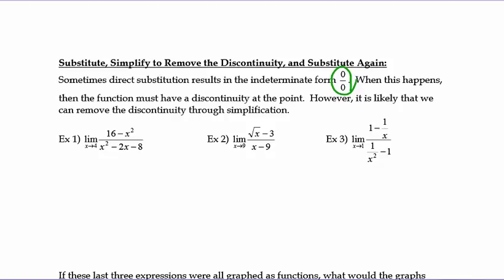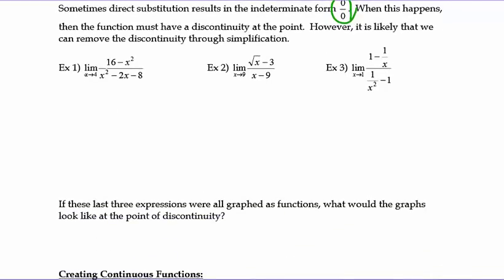So, if I look at this one, the limit as x approaches 4. If I plug 4 in, I have 16 minus 16 over 16 minus 8, which is 0 over 0.